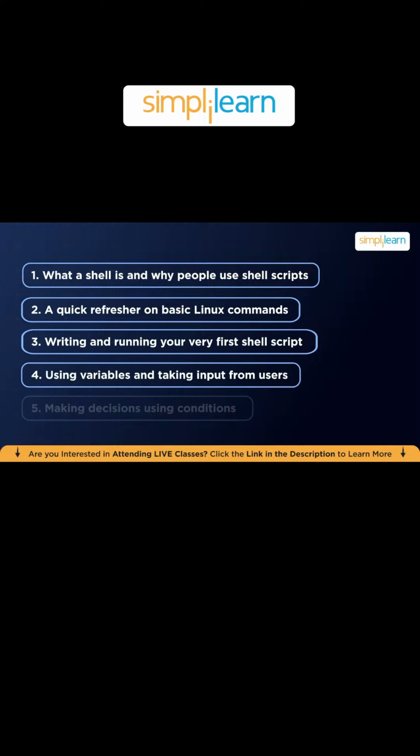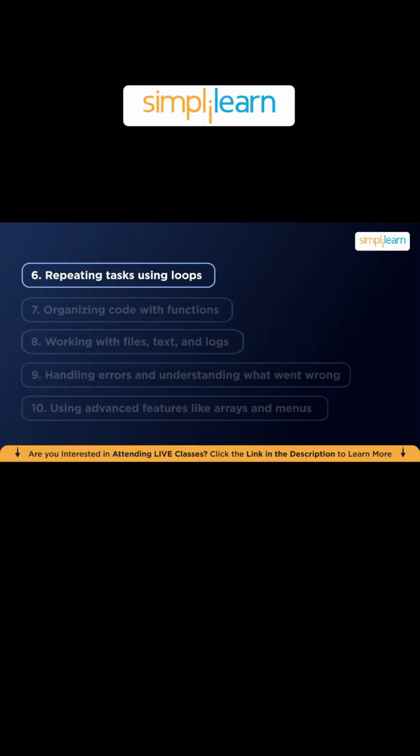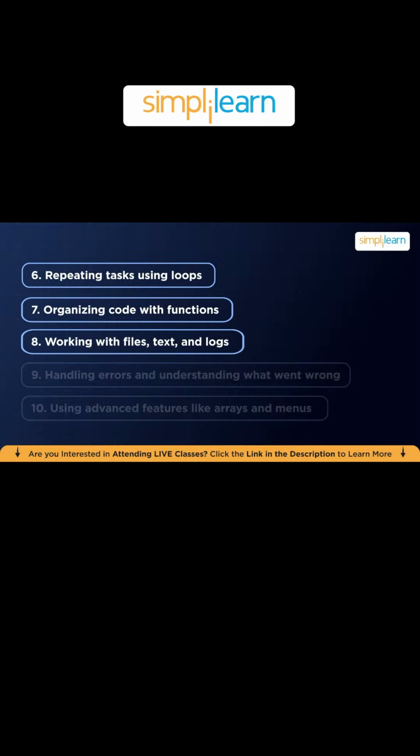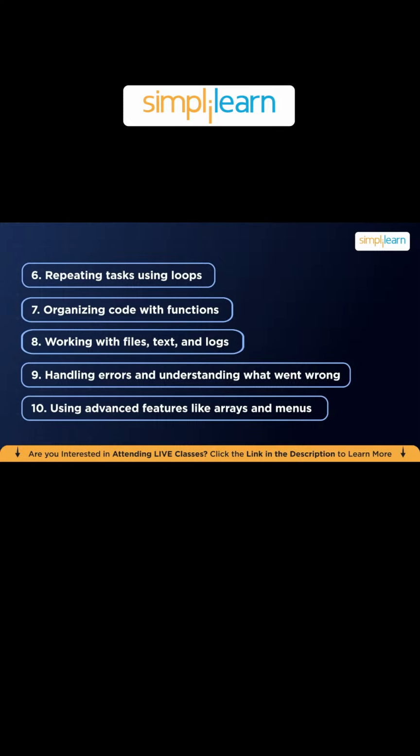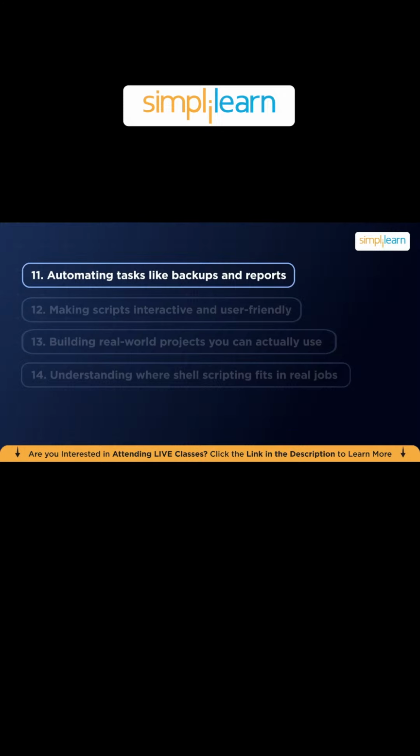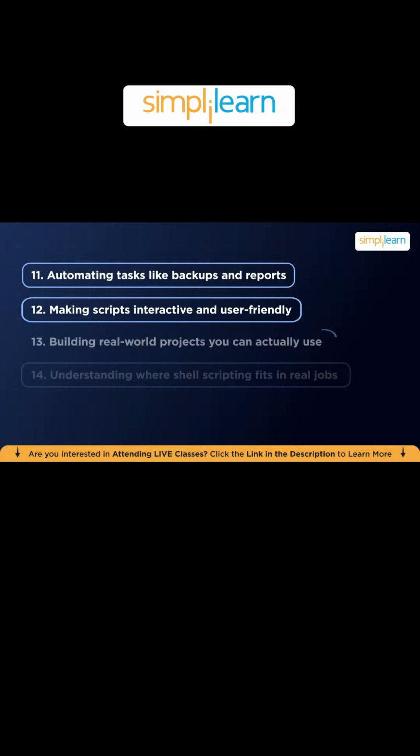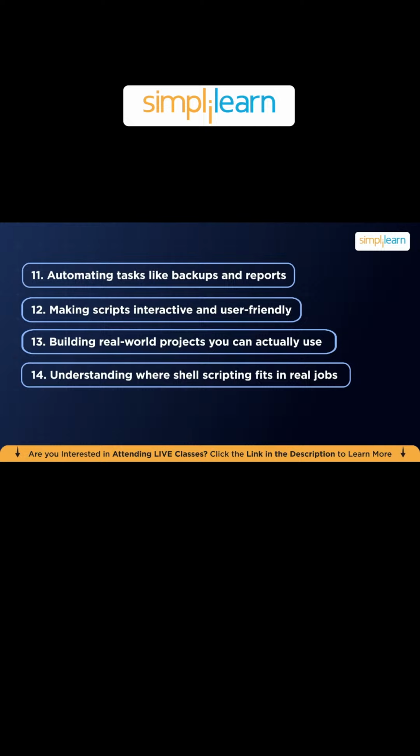Using variables and taking input from users. Making decisions using conditions. Repeating tasks using loops. Organizing code with functions. Working with files, texts, and logs. Handling errors and understanding what went wrong. Using advanced features like arrays and menus. Automating tasks like backups and reports. Making scripts interactive and user-friendly. Building real-world projects that you can actually use. Understanding where shell scripting fits in real jobs.